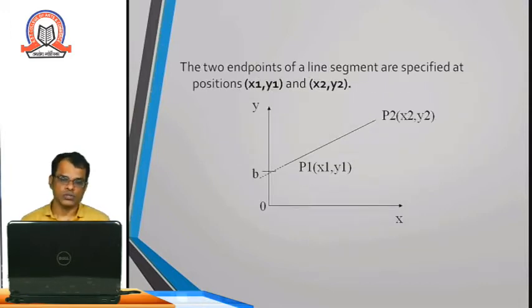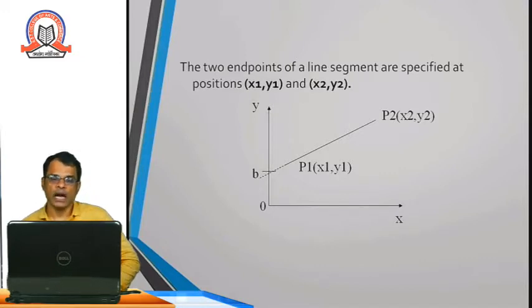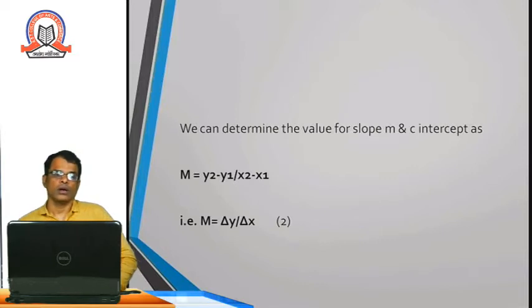Suppose this is a segment of a big line. The line extends endlessly at both ends. Out of that, I have taken a segment with two endpoints P1 and P2. The coordinates of P1 are x1, y1 and the coordinates of P2 are x2, y2. This line intersects the y axis at point B. So the distance from 0 to B is its y-intercept. The slope and intercept of that line are found as follows.